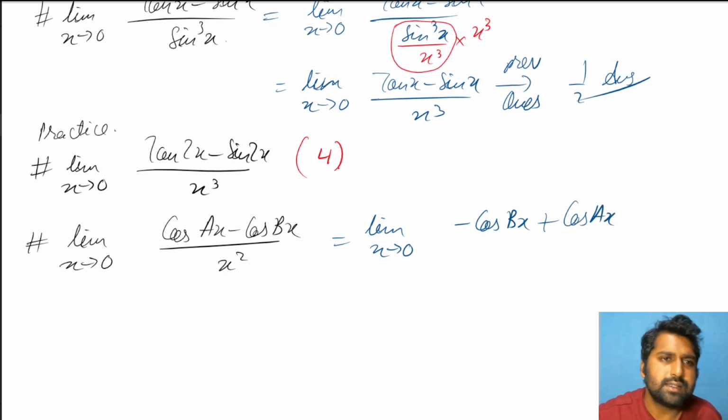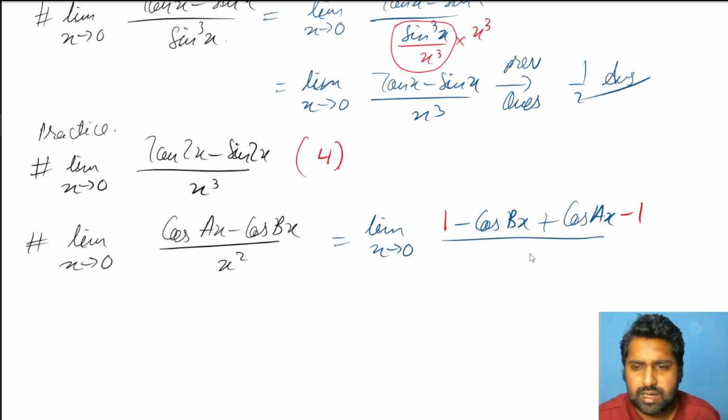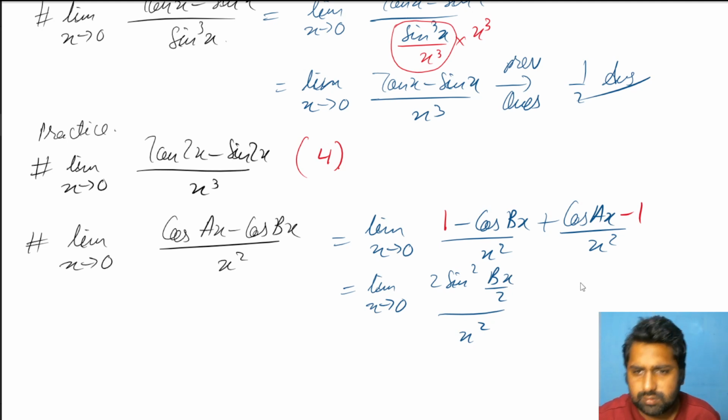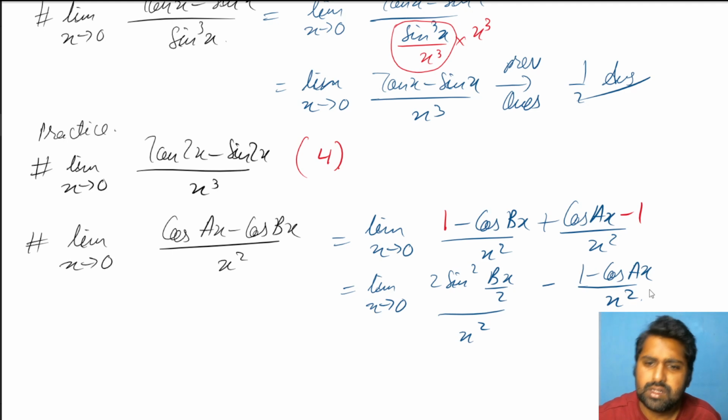One second, I'll write it like this so you will be able to understand better. I've just changed the order, minus cos bx first, cos ax later. Now what I'll do is I'll add 1, then I'll subtract 1. And then the denominator is x square, so let's split in two parts, x square, x square. This can be solved. Limit x tends to 0, this becomes 2 sin square bx by 2 upon x square. And this can be rearranged by taking negative common. You can rewrite this as 1 minus cos ax by x square, and then you can further solve this.